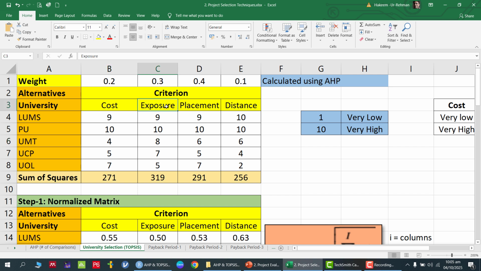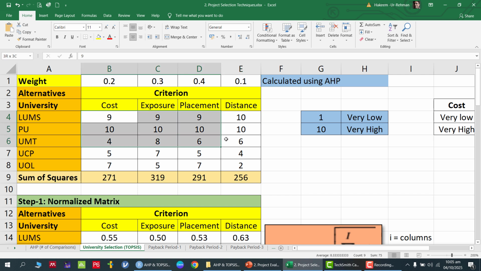Okay, the next one is the exposure. Same is the case. We are asking the expert to rate every university against this exposure. Same is the case for placement, same for the distance. So the higher the value, the higher the rating, whereas a smaller value indicates a very low rating from the expert.